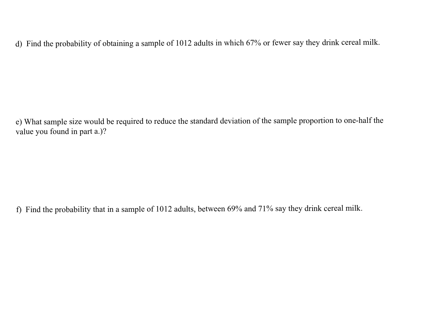Okay. So now let's go ahead and find our probability of obtaining a sample of 1012 in which 67% or fewer say they drink cereal milk. So that's the probability that p hat is less than or equal to 0.67. We've already checked all of our conditions, so we can go ahead and calculate our z-score. So 0.67 minus 0.70 over the 0.0144. It's going to give us negative 2.08.